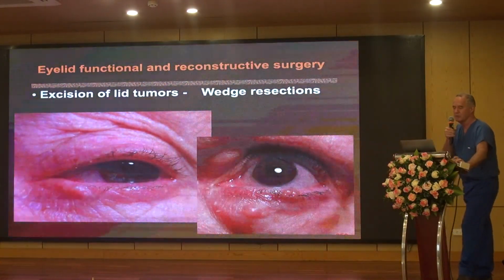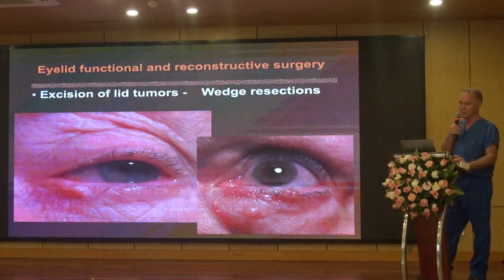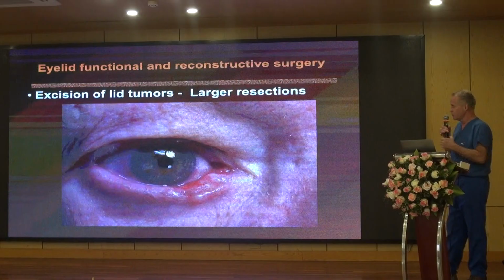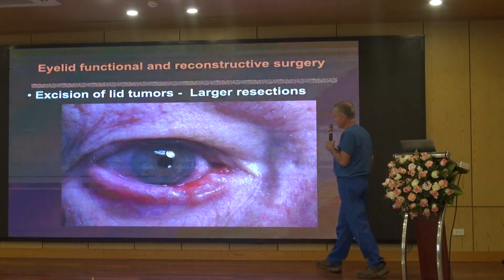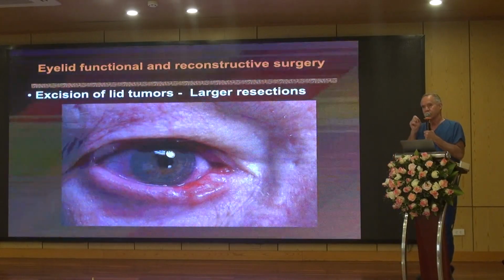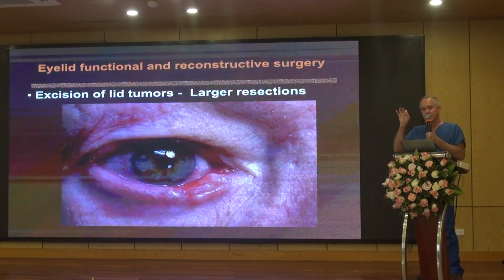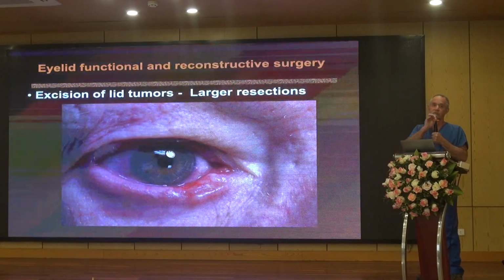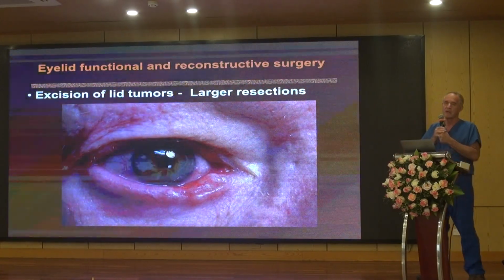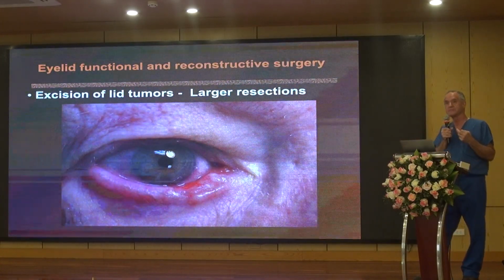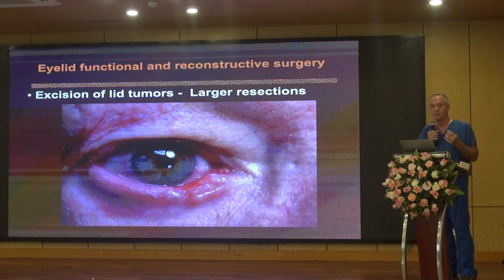Now we're going to talk about some of the procedures for excision of these larger tumors. We'll start with wedge resections. When you see a tumor like this that's involving the lid margin and you're in the operating room, you want to take a marking pen and mark at least 3 millimeters beyond all visible margins of the tumor, at least 3 millimeters.